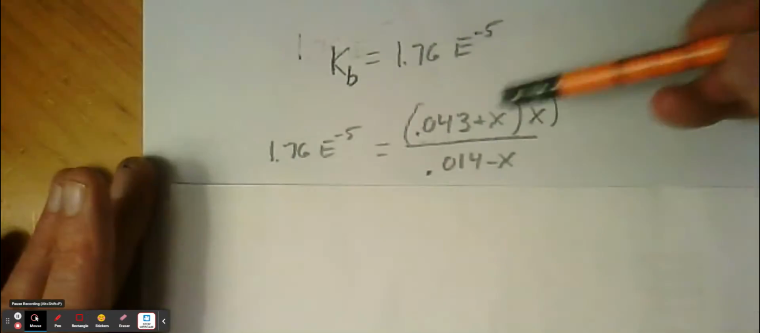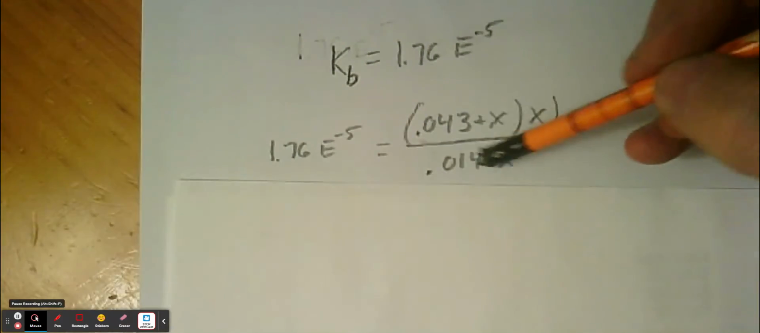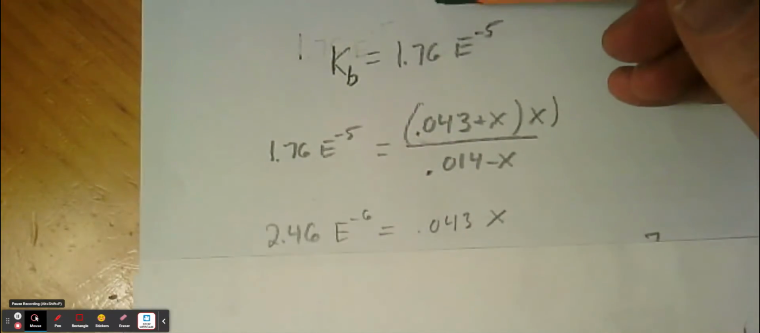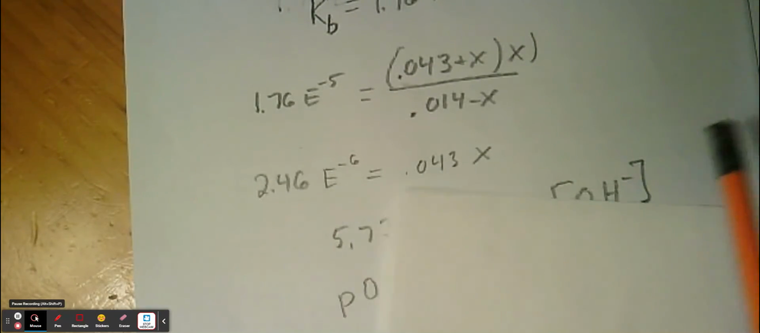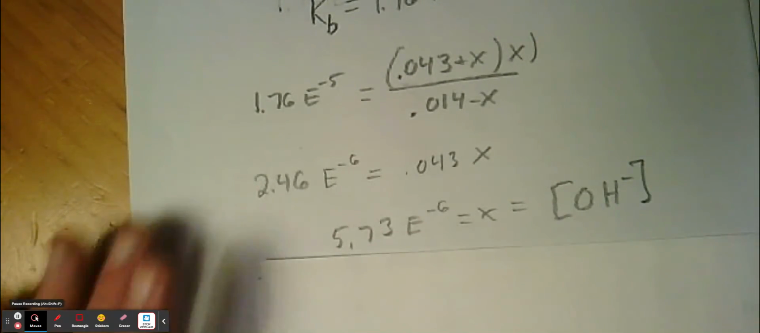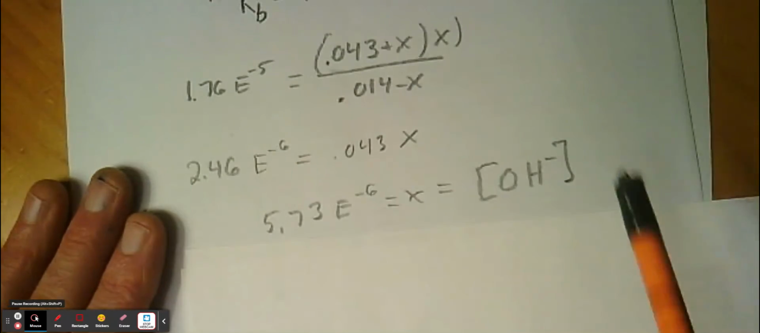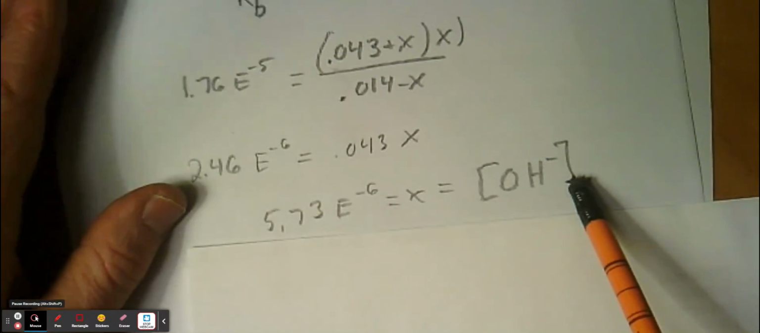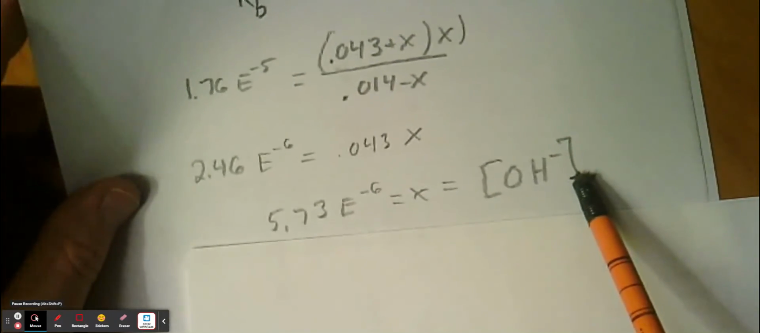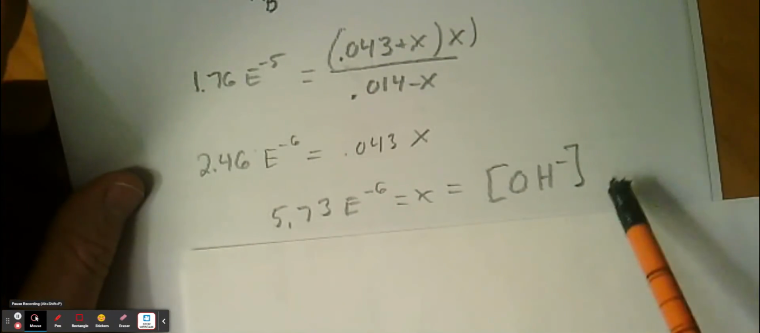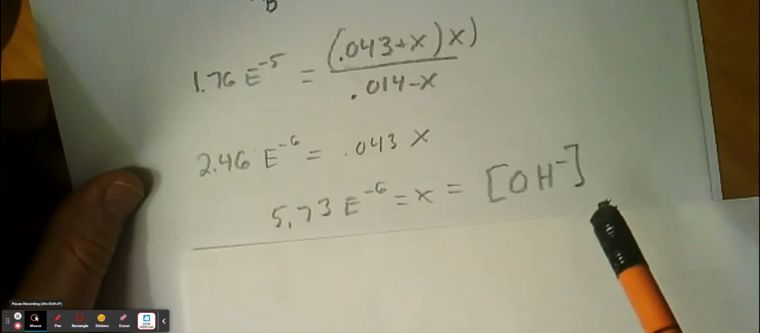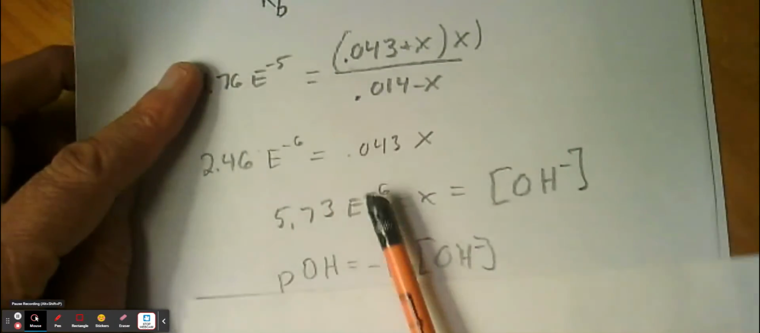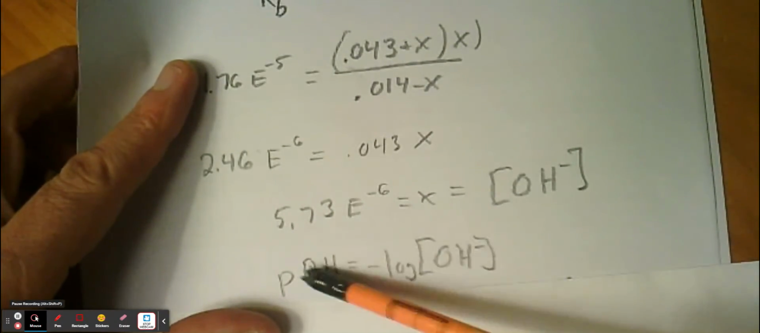All right. And then these would fall out of the equation, and I'd multiply this times this, and I'm left with that. And then I'm going to divide both sides by 0.043, and I'm going to get that, 5.736. Now, this is a pKb, so I'm solving for the concentration of hydroxide. To get pH, I could do different things. I like to take the pOH personally.